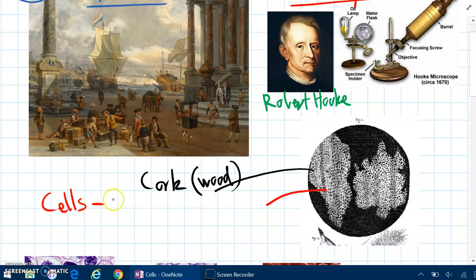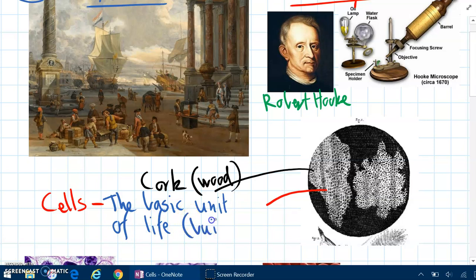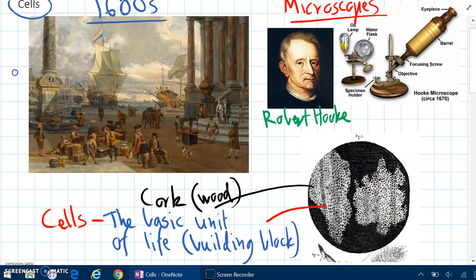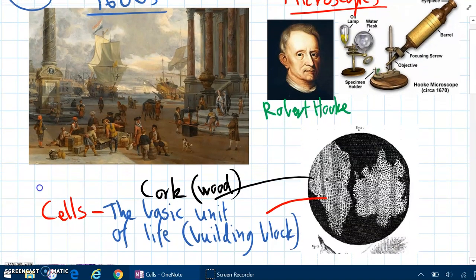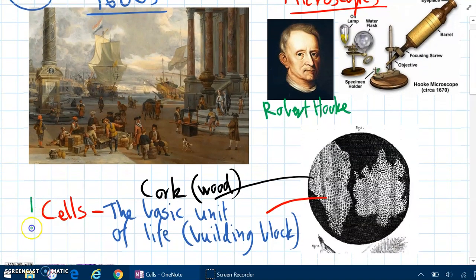So to define them, we can call cells the basic unit of life. Or in other words, they're like a building block. So every living thing, and ever since the 1600s, every living thing that we've looked at with microscopes is always made of cells. So we know that that's one thing all living things have in common.